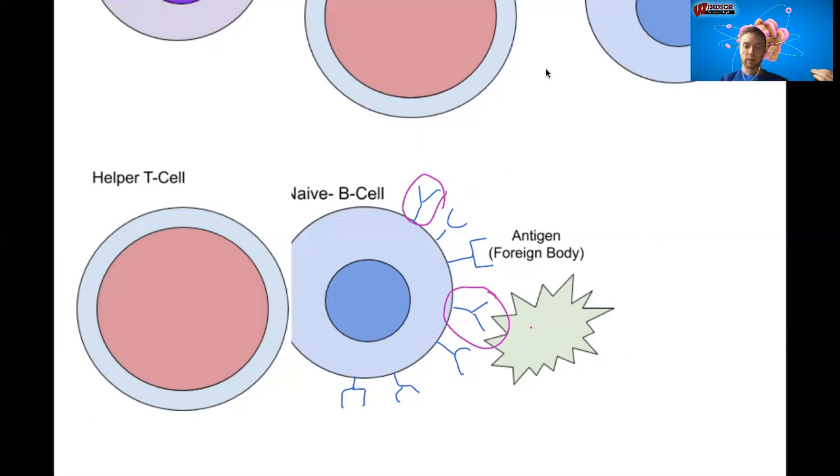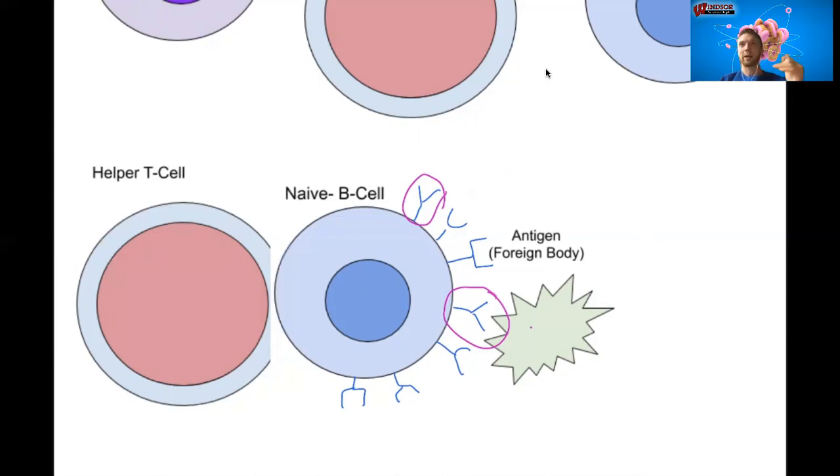And so what this helper T cell is going to do is make sure that whatever this naive B cell is attached to is something that is not a part of your body. We want to make sure we're not attacking or rejecting our own cells. But as long as it's not a part of our body, your helper T cell is going to activate the naive B cell. And what it does when it activates it is it programs this naive B cell to only work with this antigen. So let's say, for example, that this is an antigen for the flu.